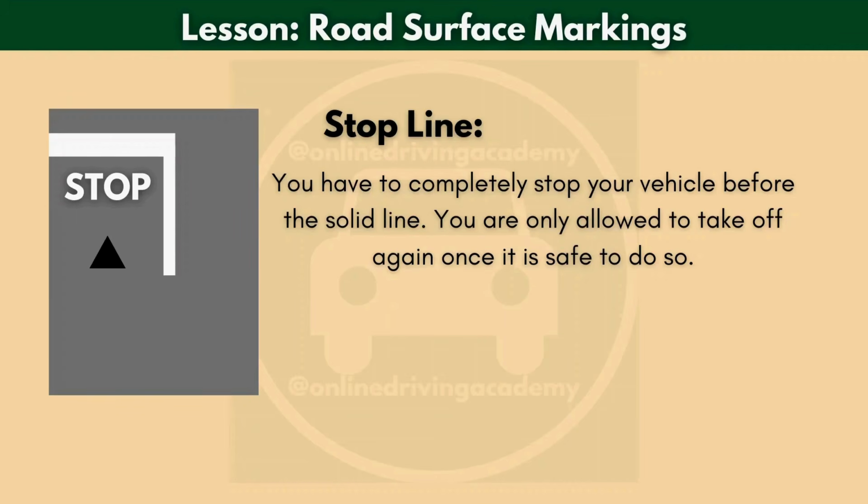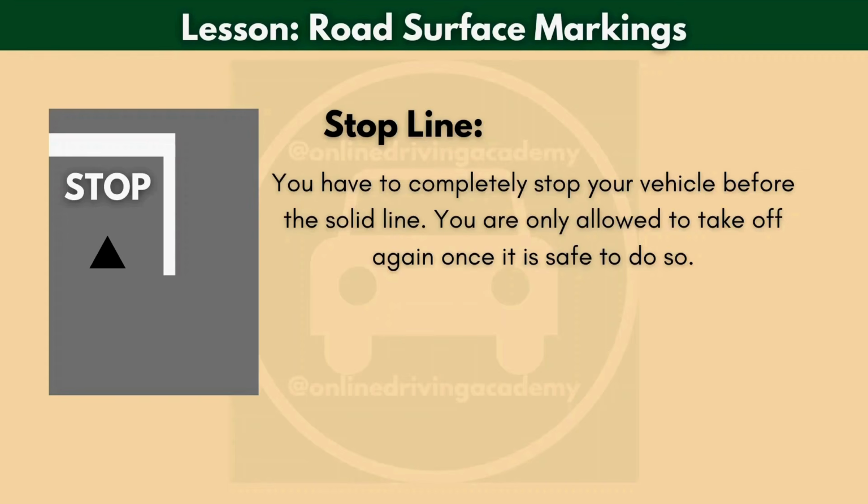So we can see it says stop in white writing there, and we can see a black arrow. Now, what does this black arrow mean? So the black arrow is basically showing you the direction of motion, right? There is no black arrow on the road, but I added it there so you can see the direction in which your vehicle will be traveling, right? So this is a stop line.